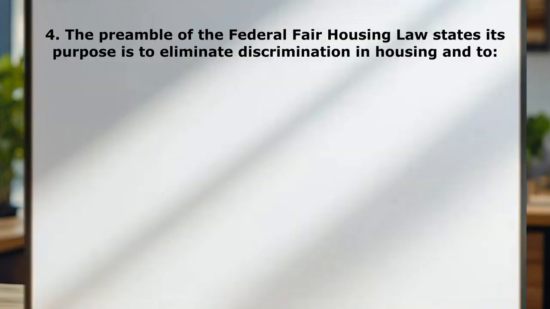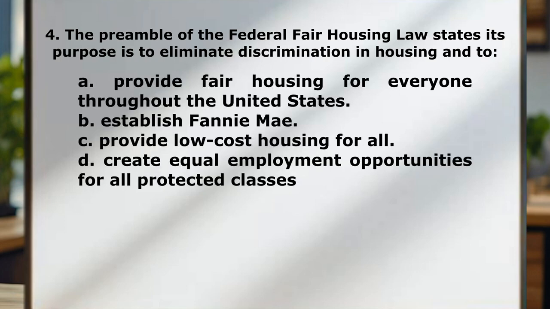Okay, number 4. The preamble of the Federal Fair Housing Law states its purpose is to eliminate discrimination in housing and to A, provide fair housing for everyone throughout the United States. B, establish Fannie Mae. C, provide low-cost housing for all. D, create equal employment opportunities for all protected classes.